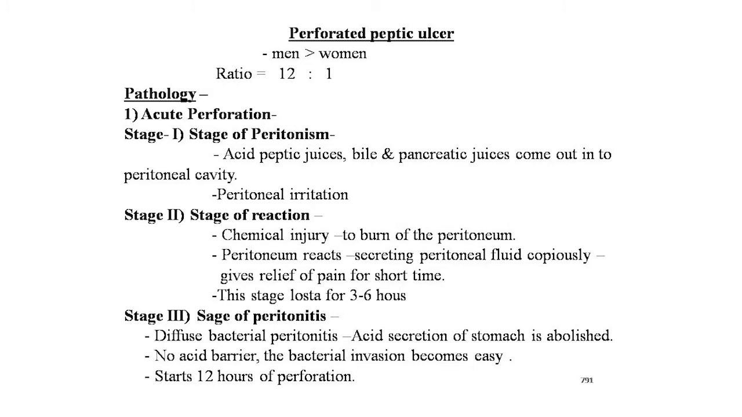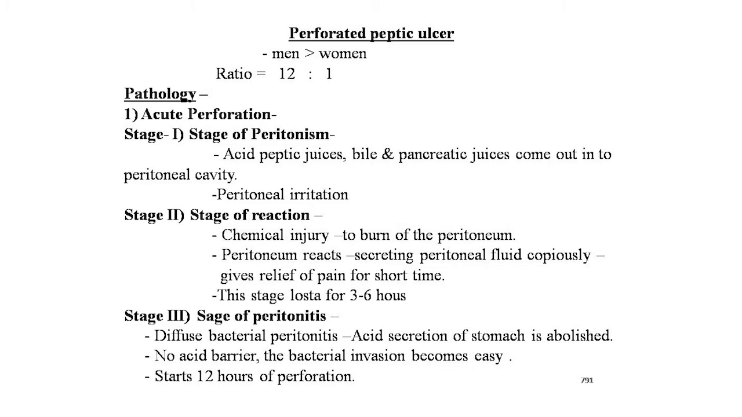ulcer. Now the pathology. First is the acute perforation, stage of peritonism: acid peptic juices, bile and pancreatic juices come out into the peritoneal cavity, causing peritoneal irritation. Stage two is the stage of reaction, where there is a chemical injury, a burn, of the peritoneum. The peritoneum reacts by secreting peritoneal fluid copiously, which gives relief of pain for a short time. This stage lasts for 3 to 6 hours.